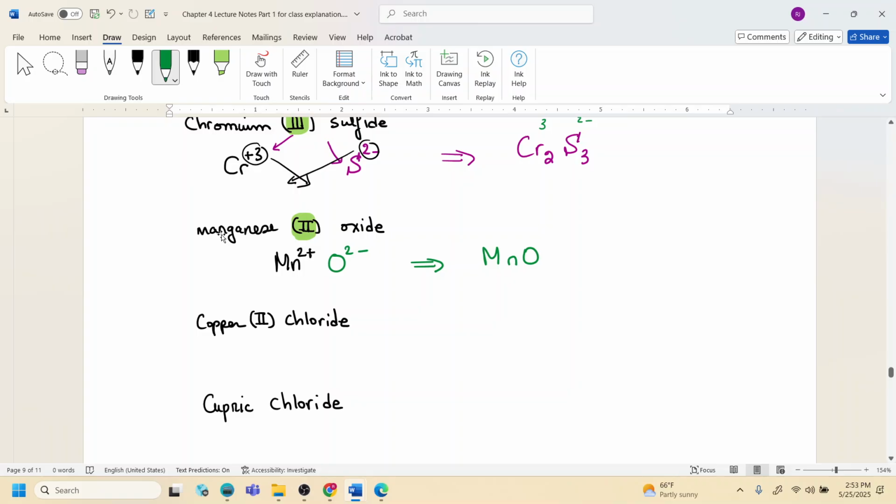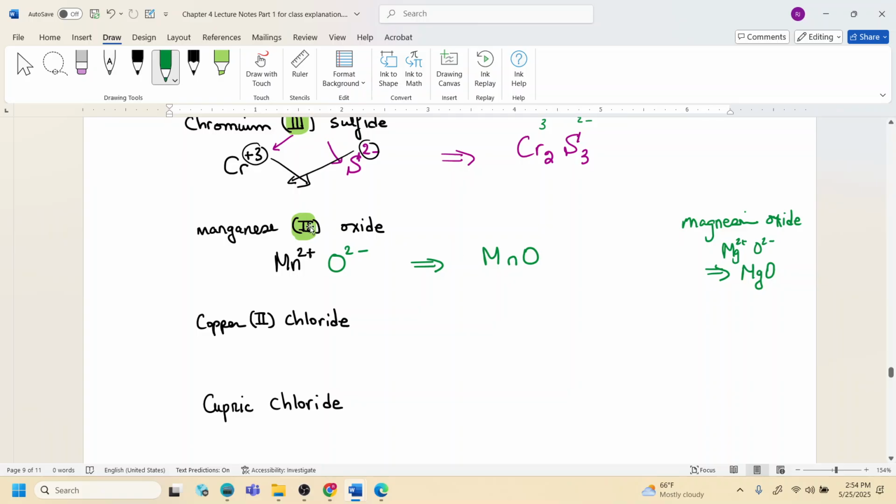This one is manganese. It's not magnesium. Magnesium is not a transition metal. So if I say magnesium oxide, magnesium is not a transition metal, so I don't need to put any Roman numeral charges in there. I know that magnesium is going to be 2 plus, the O is going to be 2 minus, so the formula is going to be MgO. Okay, there's a big difference between magnesium, which is a group number 2 alkaline earth metal, versus manganese, which is a transition metal.